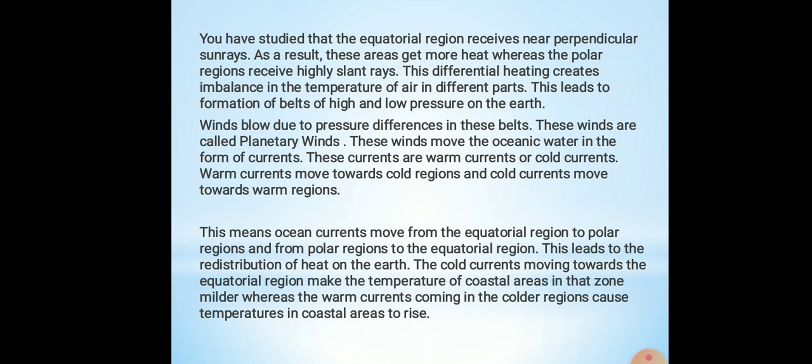See, this means ocean currents move from the equatorial region to the polar region. Now at the equator the heat is more, right? Ocean is found at the equator, the heat is more. So ocean currents move from the equatorial region to the polar region, and from the polar region to the equatorial region, means from cold region to hot region, and from hot region to cold region. Now this leads to the redistribution of heat on the earth.